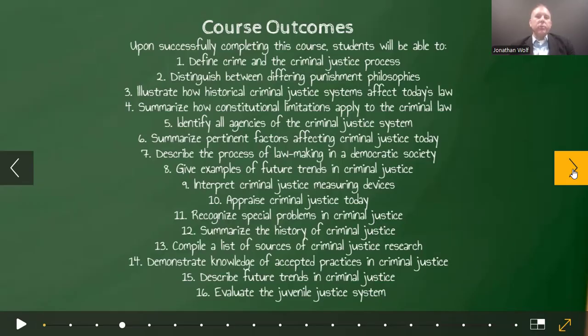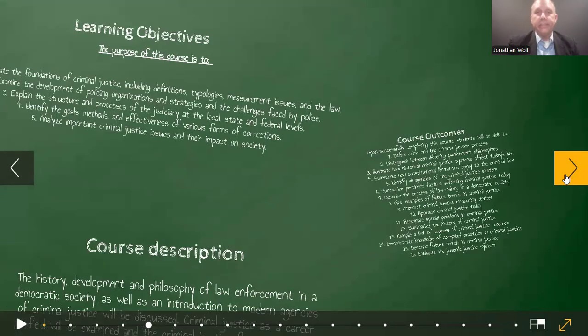We'll recognize special problems in criminal justice. We'll summarize the history of criminal justice, compile a list of sources of criminal justice research, demonstrate knowledge of accepted practices in criminal justice, talk about future trends in criminal justice, and we'll also evaluate the criminal justice system and juvenile justice system.